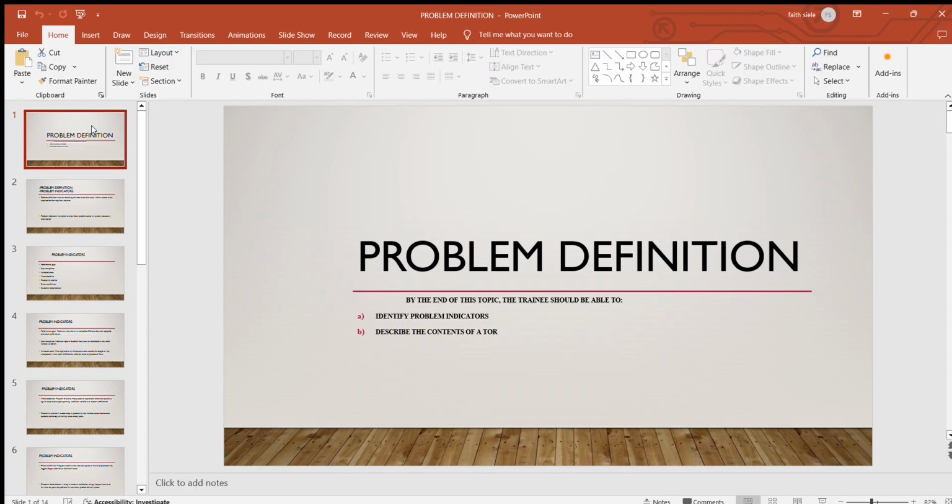So today we're going to look at problem definition. By the end of this session, you should be able to identify what problem indicators are, and you should also be able to describe the contents of terms of reference.